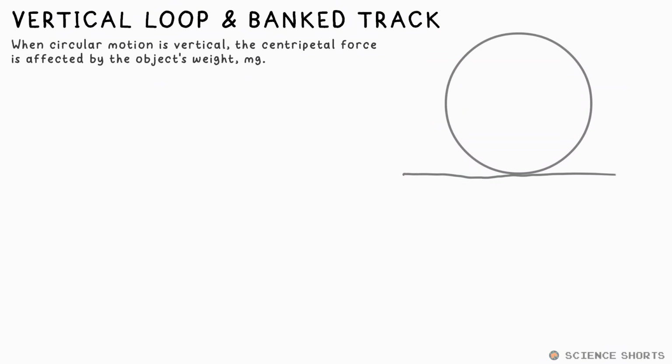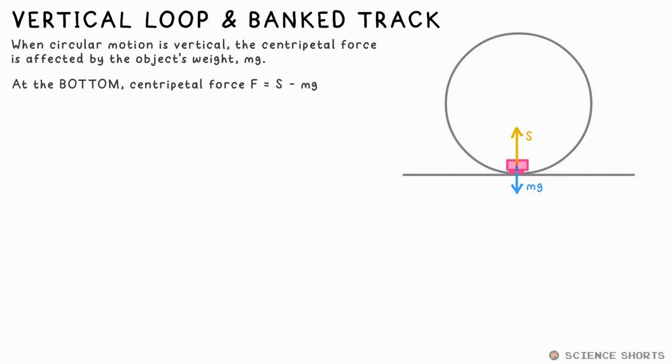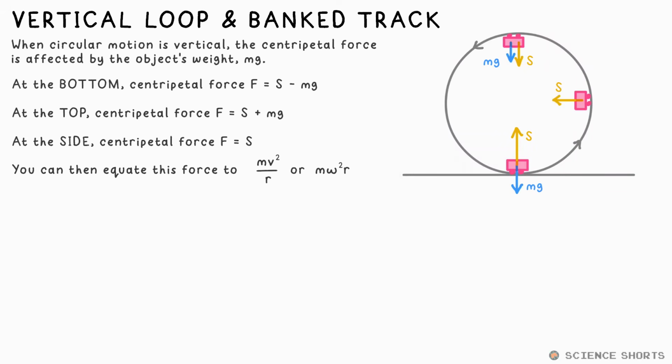If it's a vertical loop, like a loop-the-loop on a roller coaster, the centripetal force will be due to the support force of the track, but we also have to take into account the weight. We might call the support force S. At the bottom, mg is pulling down and S is pushing up. The centripetal force is one minus the other, or at least that's true if we're just thinking about the magnitudes of the forces. It's the resultant of the two forces. At the top, both are pulling down though, meaning the centripetal force now equals S plus mg instead. In both cases, we usually then equate this to mv squared over r. When it's at either side, weight isn't contributing to the centripetal force at all. Therefore, S is just equal to mv squared over r.